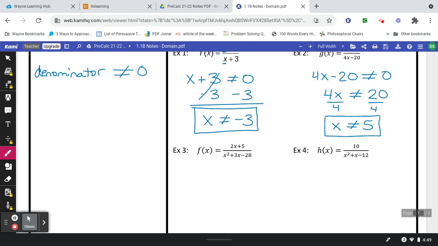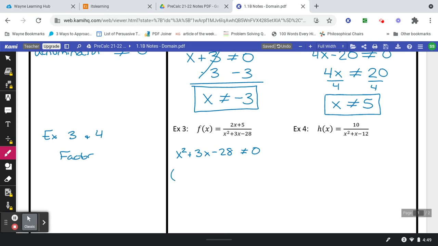For examples 3 and 4, notice the denominator is a little bit more complex. So for examples 3 and 4, we're going to need to factor those out. They're x squared problems, quadratic problems, so we'll need to factor. So I'll take the denominator. Again, we're going to say it's not equal to 0. And we'll factor this part.